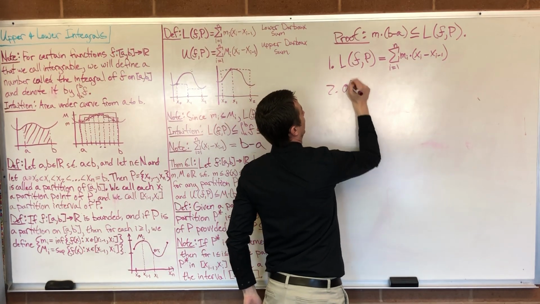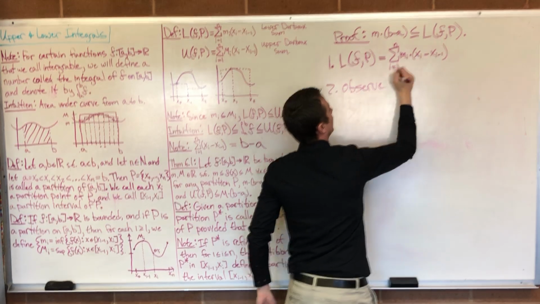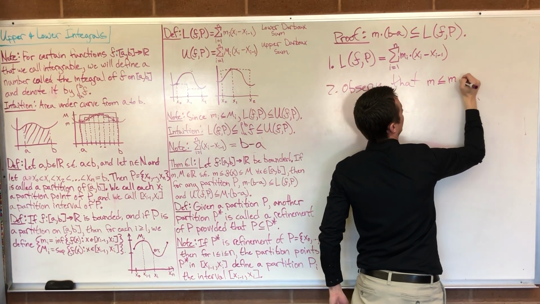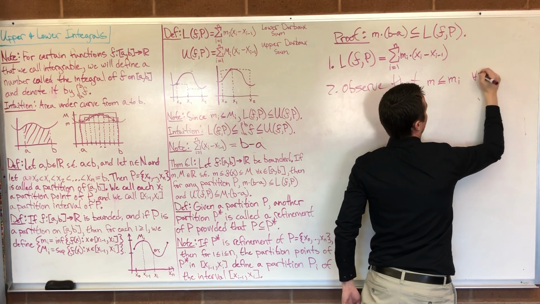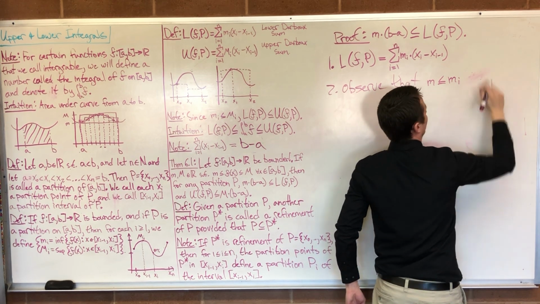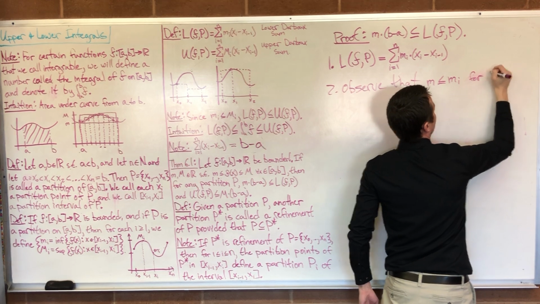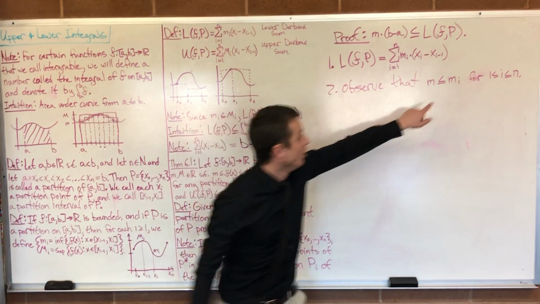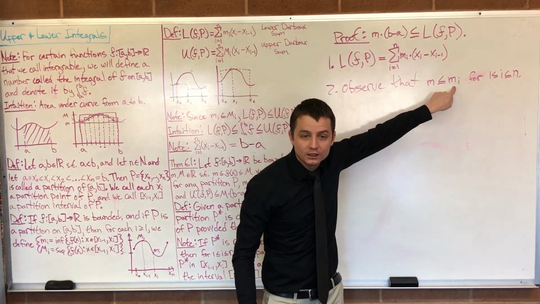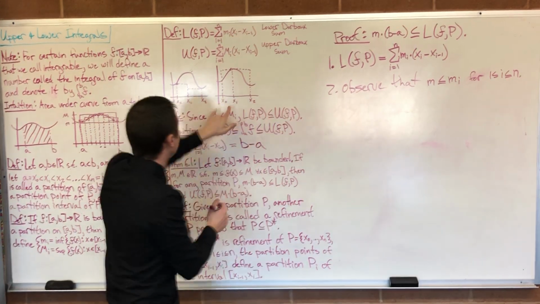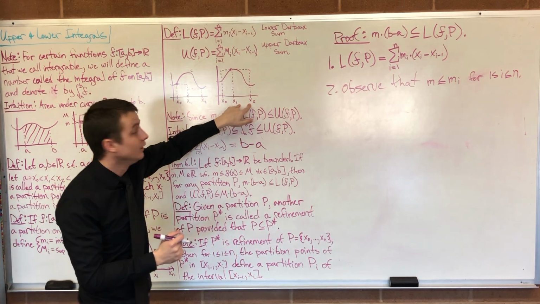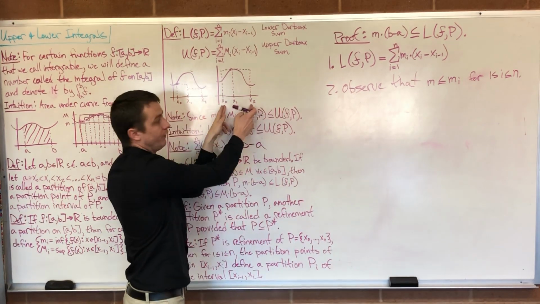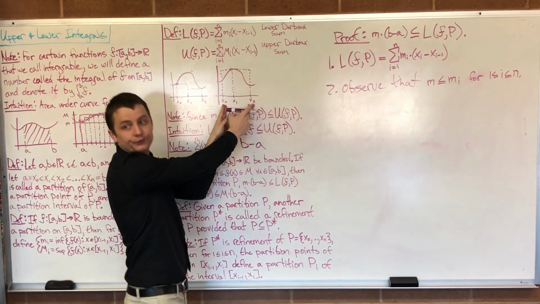To observe, maybe make this one explicit, observe that m is less than or equal to m sub i for all i, for 1 less than or equal to i less than or equal to n. In other words, the minimum on some particular interval of our partition has to be greater than or equal to the minimum on the entire function. By definition of little m.